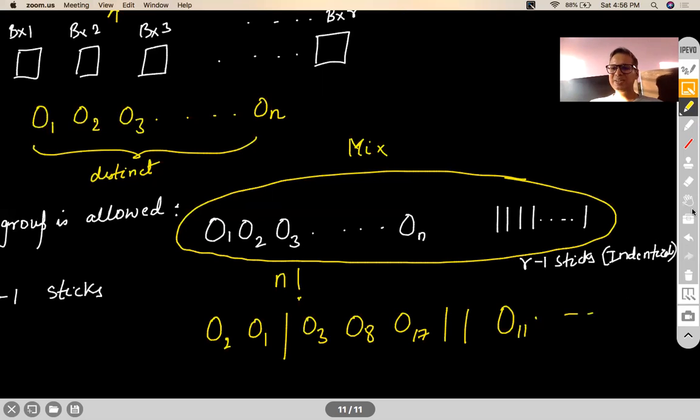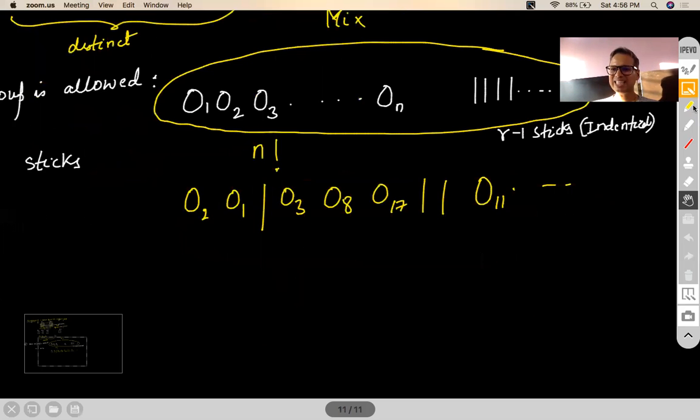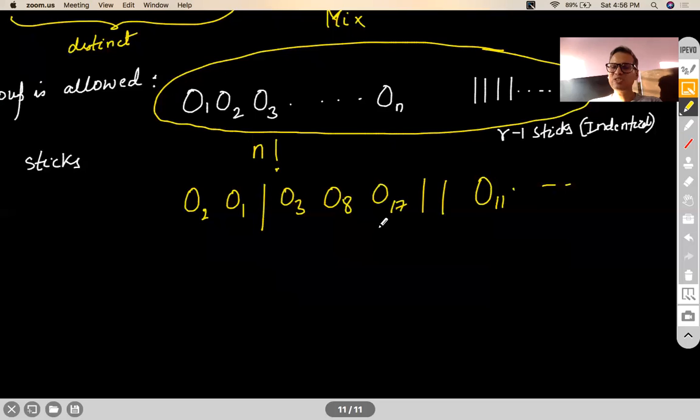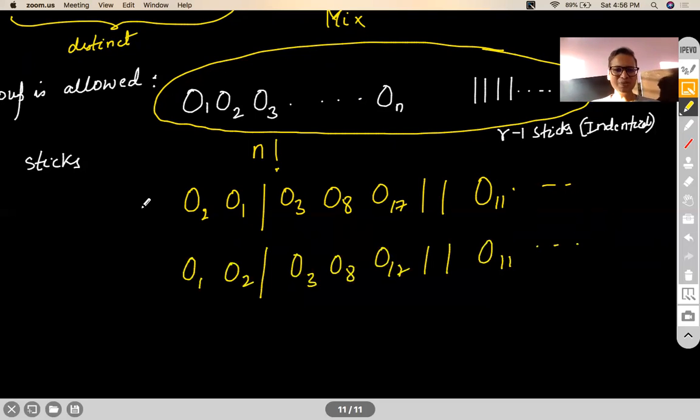Now when this kind of shuffling has happened, automatically this is like segregating these objects into groups, and it also takes care of the order because you're shuffling the entire thing. So this combination will be considered different had O1 been before O2 and there was a stick over here, and let's say others remained the same. Are you getting my point? So this would be a different arrangement.